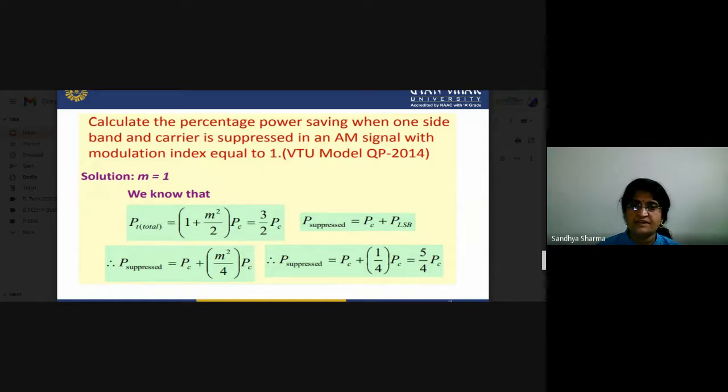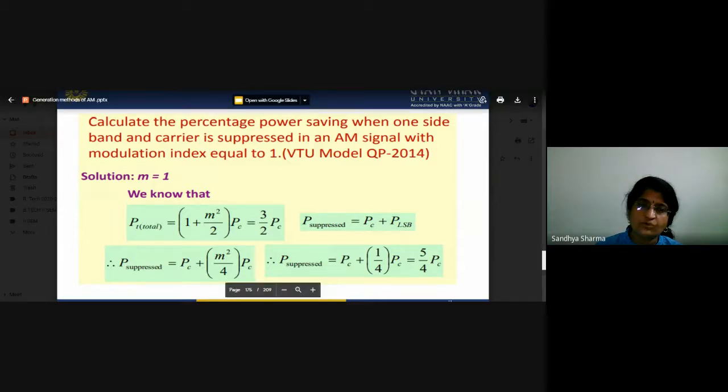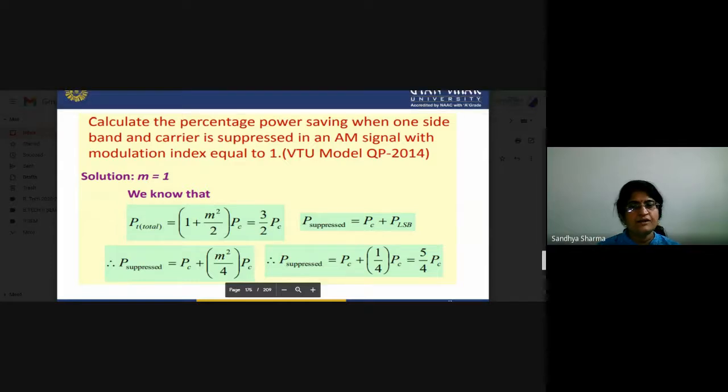Now we have to see that the carrier is suppressed. So here, carrier is suppressed means, if we are talking about the suppressed carrier, what about the total transmitted power? So it is carrier power plus power in the one sideband, and you will suppress the one sideband and carrier signals. So there are two options.